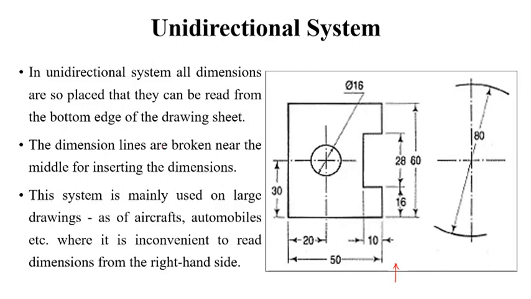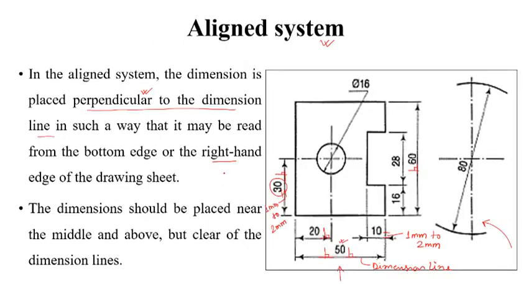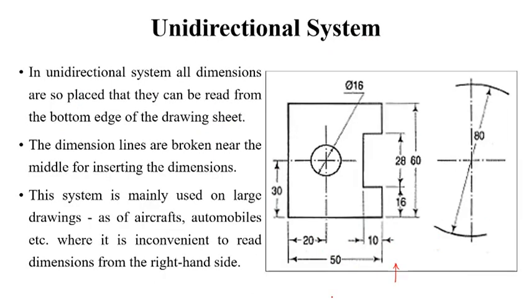Second is that the dimension lines are broken near the middle for inserting the dimensions. In case of the aligned system, you can see here the dimensions are all continuous. There are no break lines in between the dimension lines. But here, in case of unidirectional, we have a break in the middle of the dimension line.